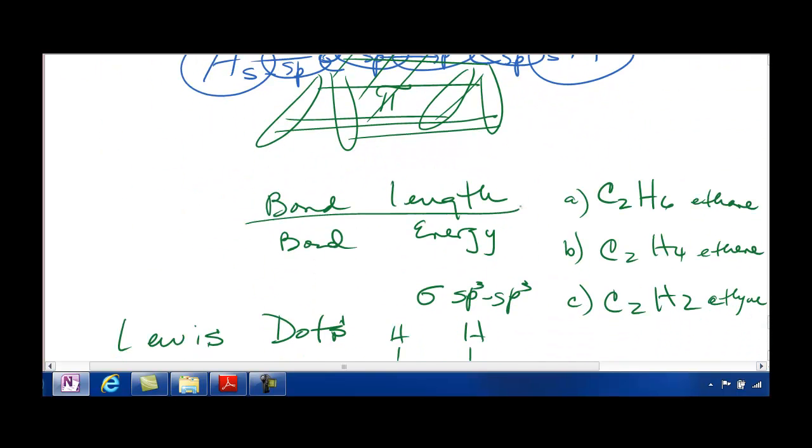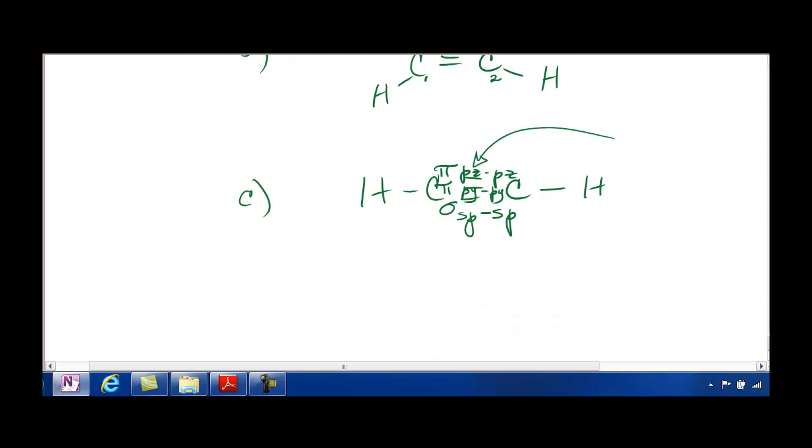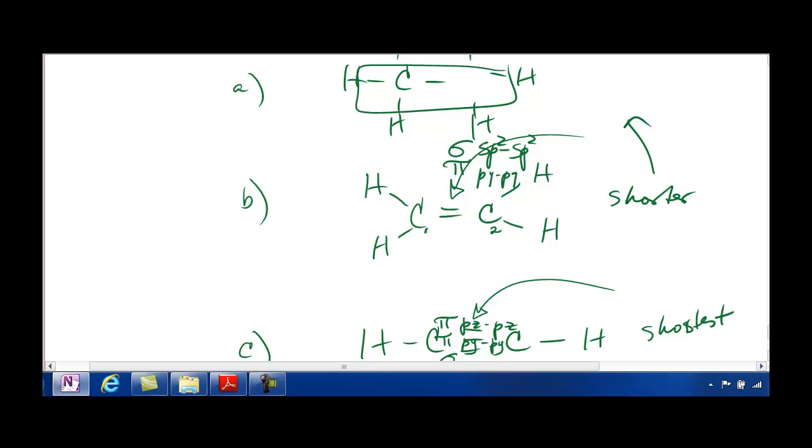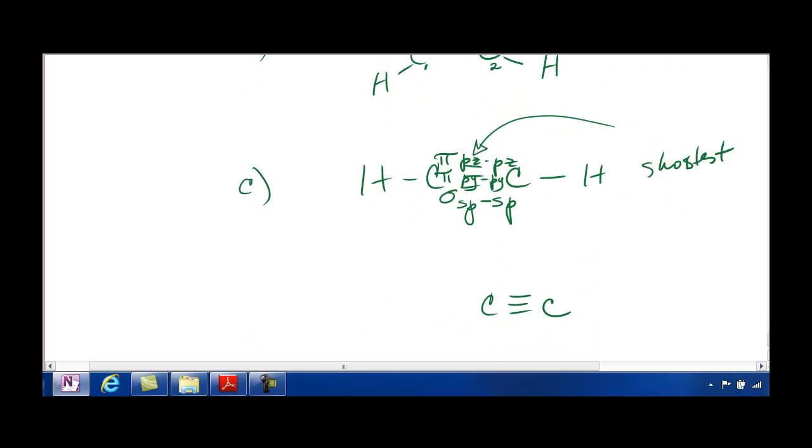Now, bond length. If you have a triple bond, with three bonds, that bond is going to be so much closer to the neighbor than if you have a double bond. I even made it longer here. You have an sp, but in here you have a concentration of energy, so that's going to be shorter than that one. But that one is the shortest of all three. You have a triple bond.